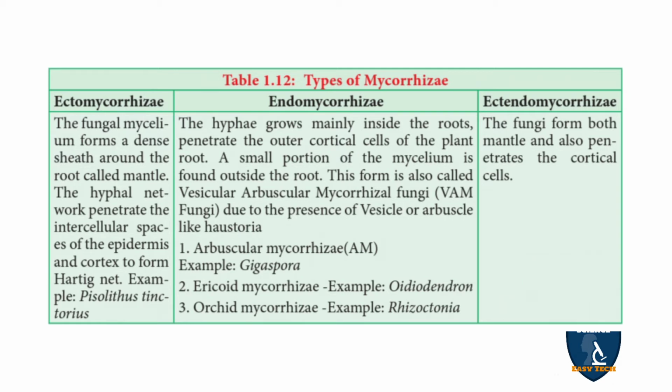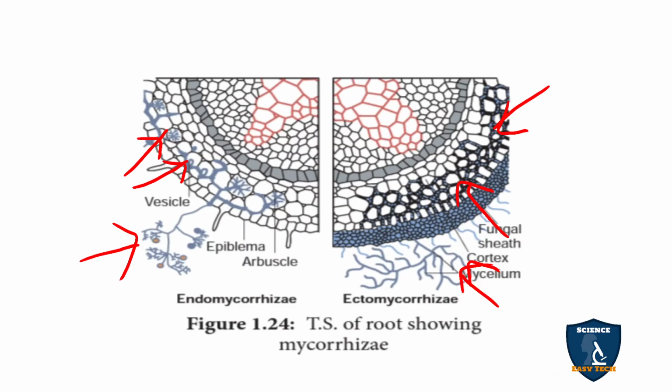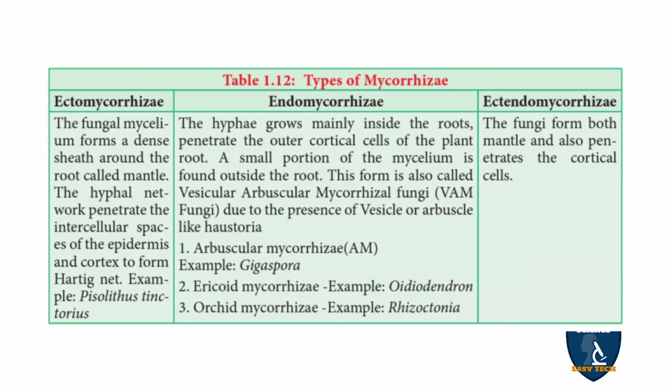Ecto-endo-mycorrhiza. The fungi forms both a mantle and also penetrates the cortical cells. So both types of fungal growth, once the fungi enters, you can see in one root. That type is called ecto-endo-mycorrhiza. Outside it forms a mantle, and inside it also forms a cortical, that is arbuscular vesicular, fungi. That condition is called ecto-endo-mycorrhiza.